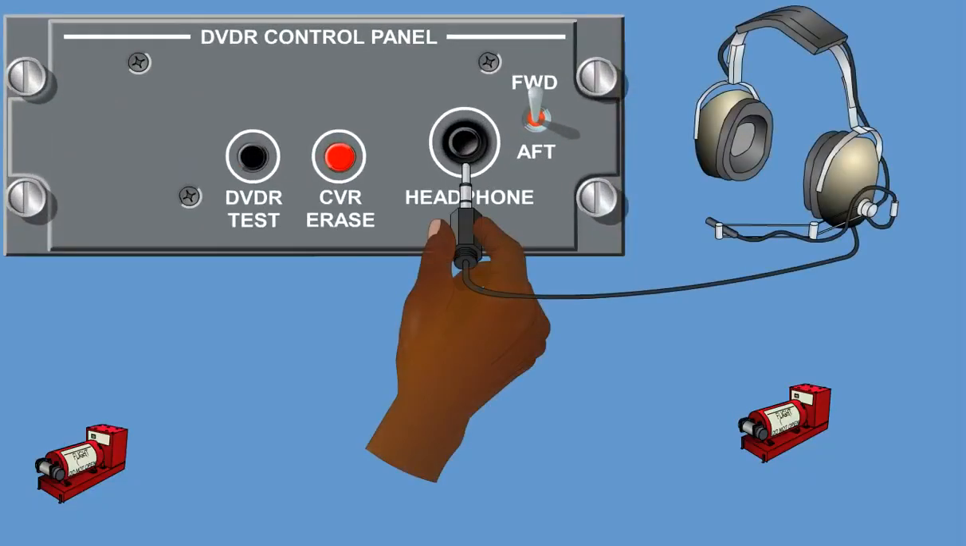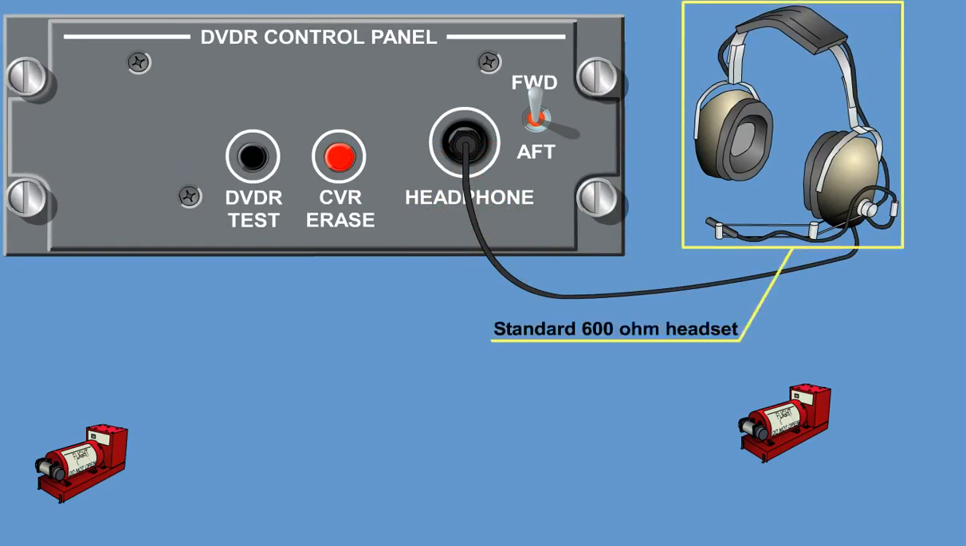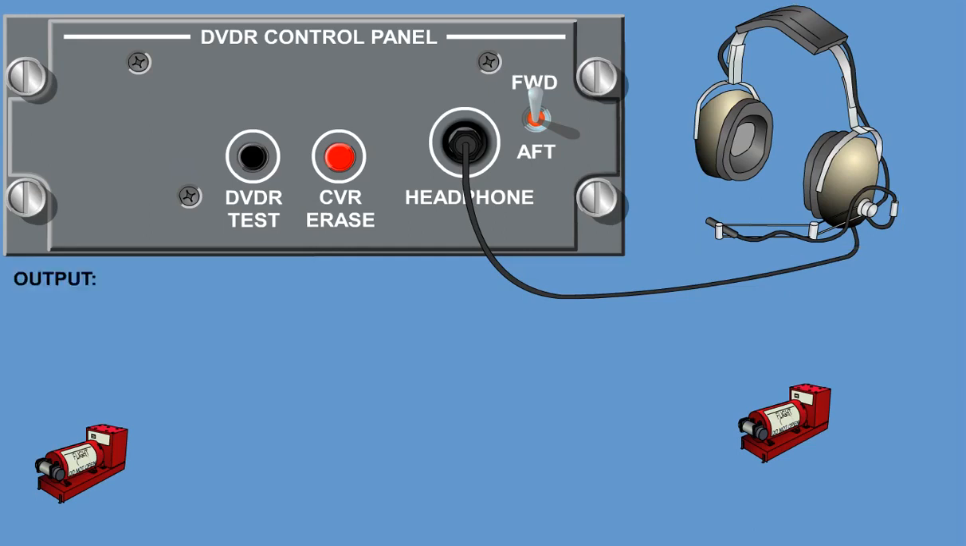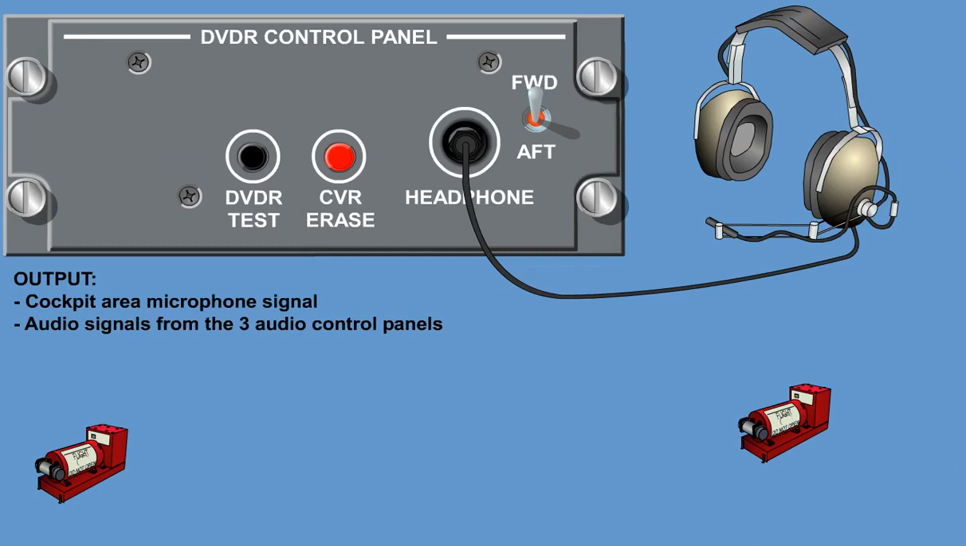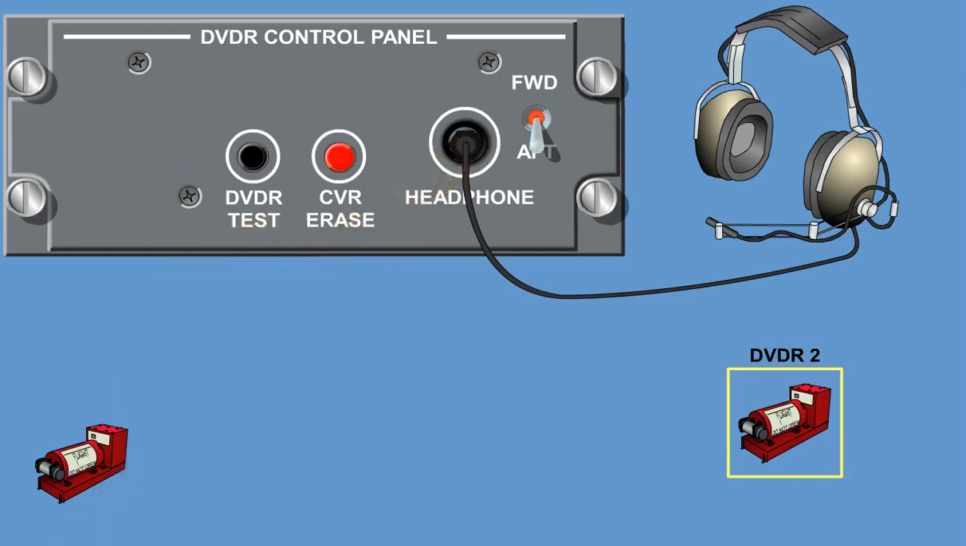The headphone jack on the DVD-R control panel, used for cockpit voice recorder audio monitoring, accepts a standard 600 ohm headset plug. The output at this jack is a composite audio signal representing all 4 channels of audio, the cockpit area microphone signal, and audio signals from the 3 audio control panels. Select the forward-aft switch for the required audio source, forward for DVD-R1 or aft for DVD-R2.